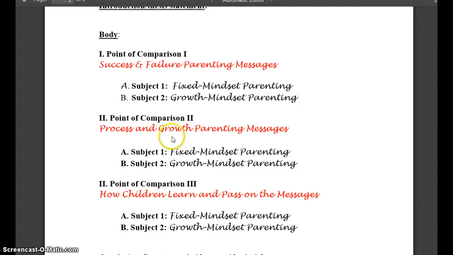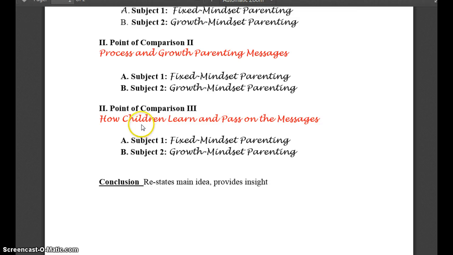The second paragraph, the point of comparison 2, would be process and growth parenting messages. There's a section in the article on that. Once again, you will start out in terms of the body of your paragraph. You will give details on fixed mindset parenting, and then you will give details on growth mindset parenting. Your third point of comparison is the topic from the article, how children learn and pass on the messages. You will give details first about fixed mindset parenting and secondly growth mindset parenting, and then you will do a conclusion. So that is for parenting.